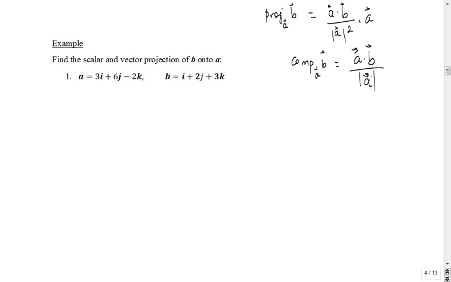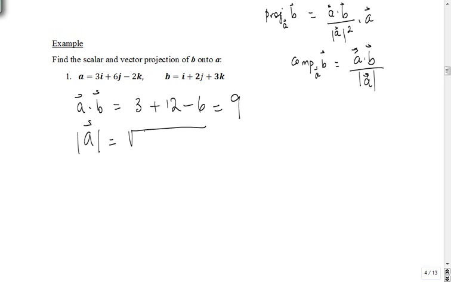So let's find the projection, the vector projection first. Well, let's do some calculations first. We need to find A dot B. We need to find the length of A, so let's just do that, okay? So A dot B is equal to 3 plus 12 minus 6, which is equal to 9. The length of A is the square root of 9 plus 36 plus 4, which is the square root of 49, which is 7. That's all we need. Good?